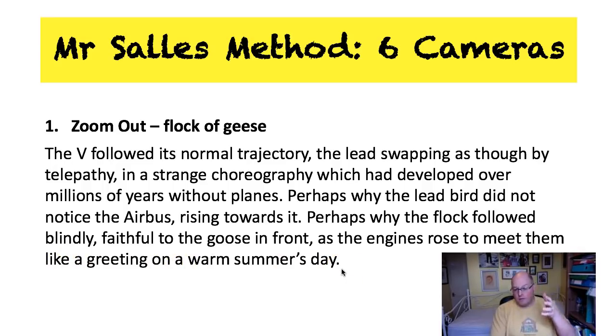So the reader has worked out that this is probably a flock of birds. And oh yes, it's geese and they're in a V formation. And I've introduced this idea that they're going to meet the Airbus and that's going to be what causes the crash.